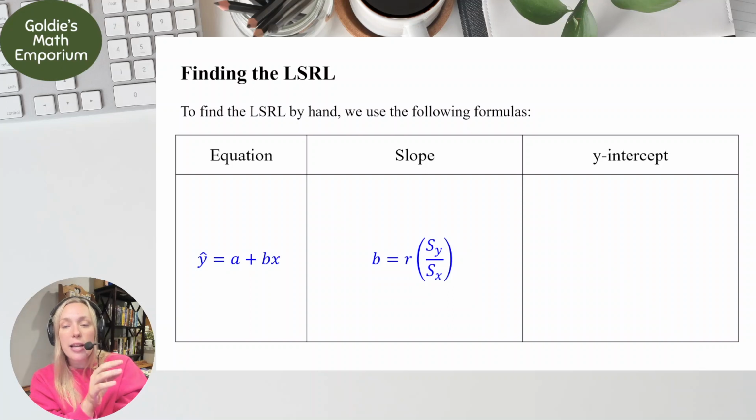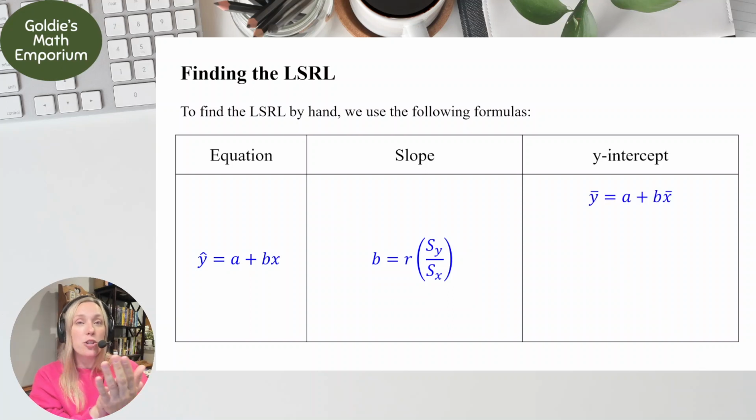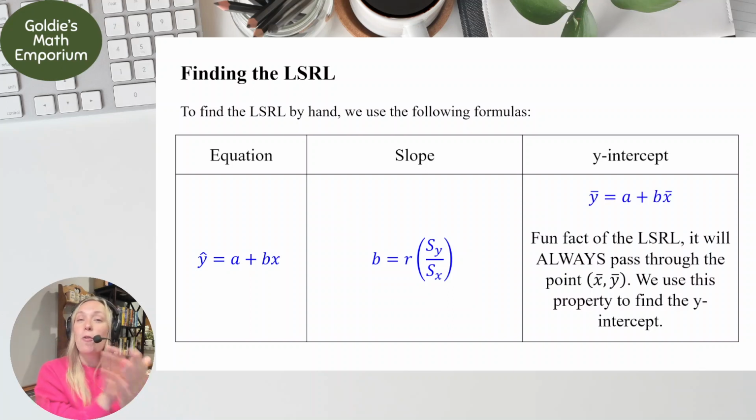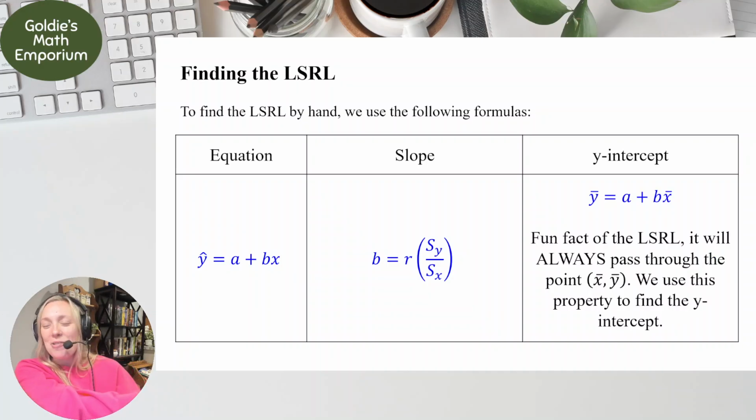Now your y-intercept is actually going to use a property, or a fun fact, as I like to say, because who likes the word property? But fun fact of the least squares regression line: the least squares regression line will always pass through the ordered pair (x bar, y bar), the mean of the x's and the mean of the y's. And we're going to use this property because since the least squares regression line is going to pass through it, we know that if we use a point on the line with the slope, we can find the y-intercept.